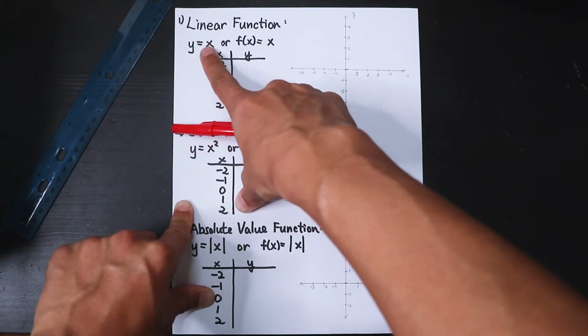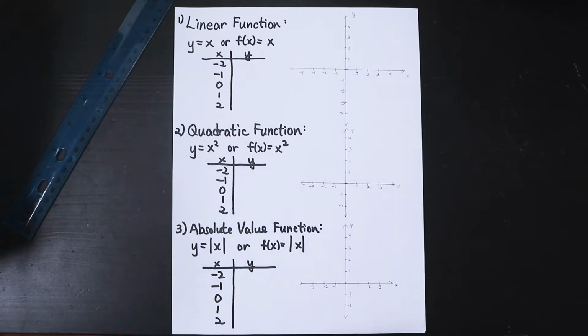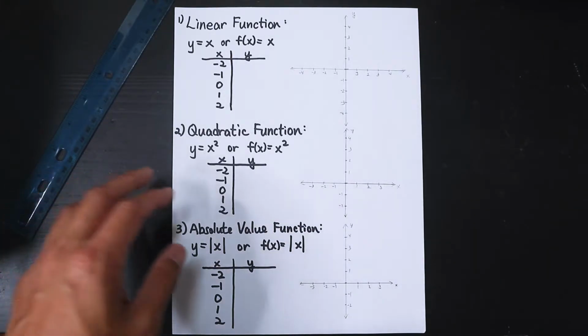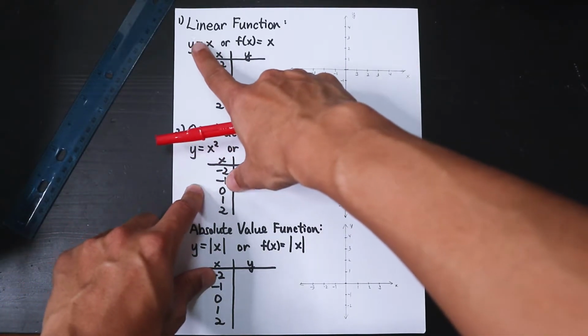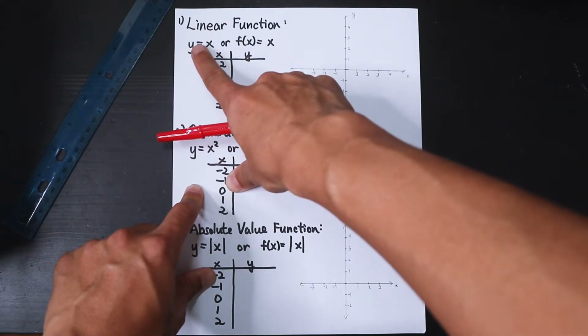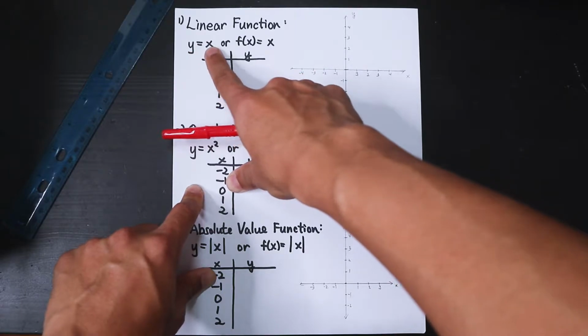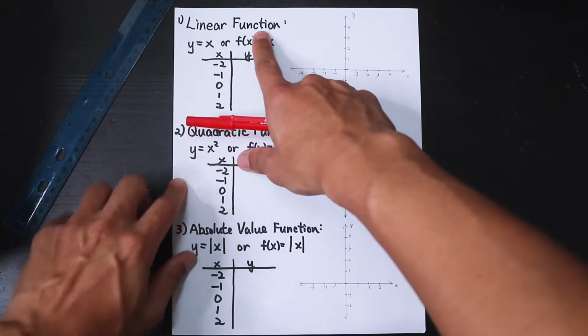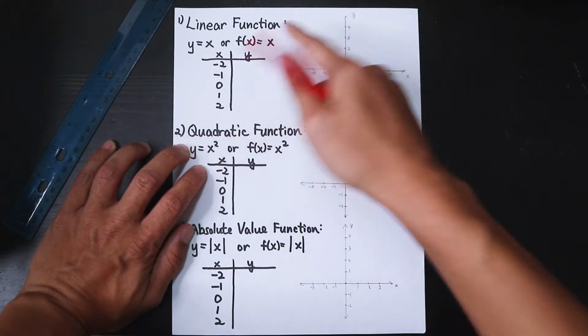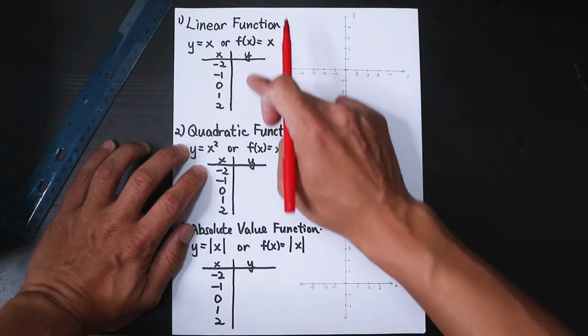So that's why this is called a parent function, because all the functions that we could create as an example come from this parent, just like our mom and dad, right? So this is a linear function, the simplest function. Y equals x is the simplest parent function for this type of linear function. So how do I graph this? Well, let's use a table of values.